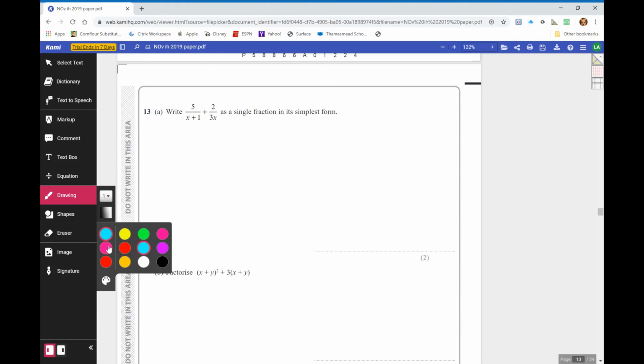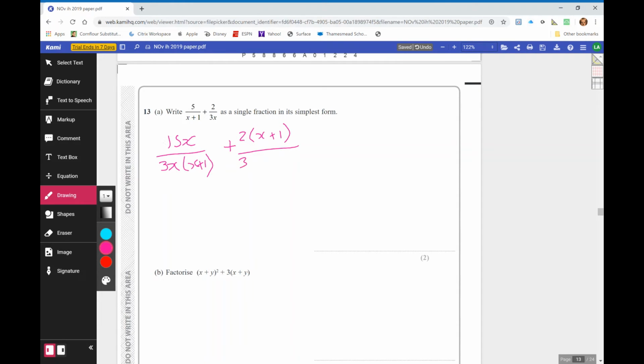Okay, so let's do that. First fraction times by 3x, so you end up with 5 times 3x, which is 15x, over 3x times x plus 1. And doing that, you're timesing both top and bottom by 3x. That basically means you're timesing it by 1, so you're not changing the value of the fraction. And then you times the other fraction by x plus 1, so you end up with 2 times x plus 1. Then obviously in the denominator you should have exactly the same.